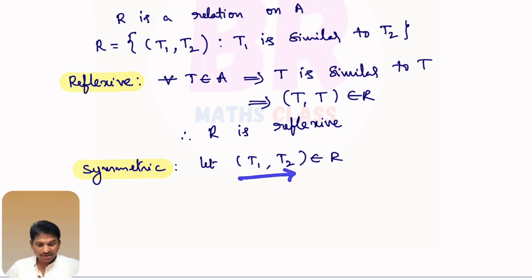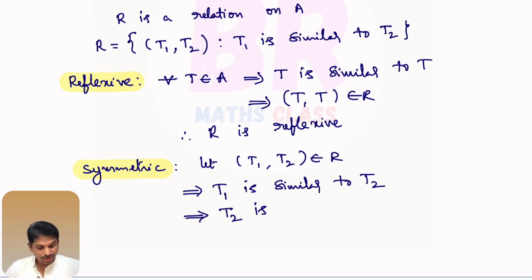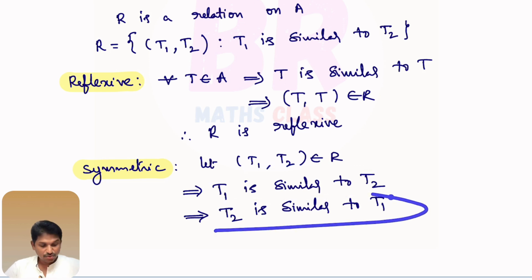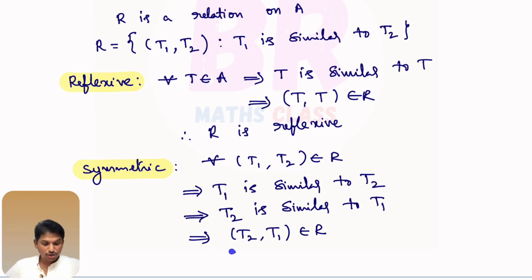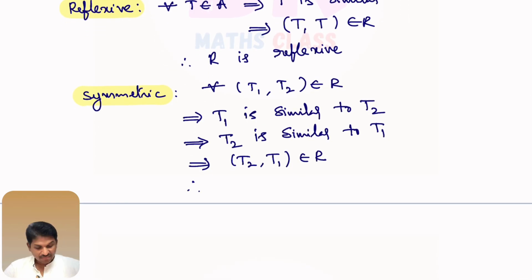As I have taken (T1, T2) belongs to R, from this I can write that T1 is similar to T2. If T1 is similar to T2, then can I say that T2 is similar to T1? If T1 is similar to T2, T2 is also similar to T1. It's a simple logic, no need of much discussion here, right? So I can say that (T2, T1) belongs to R. So here, for any (T1, T2) belongs to R, (T2, T1) also belongs to R. Therefore, the relation R is symmetric.